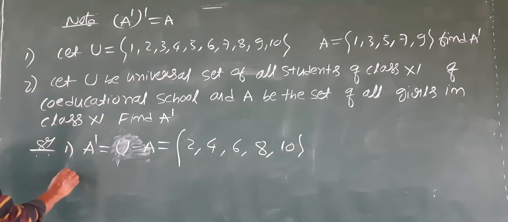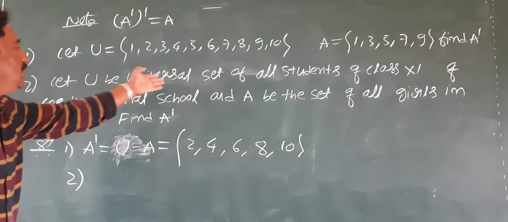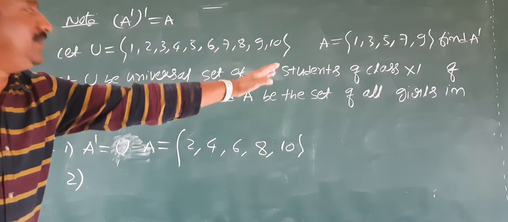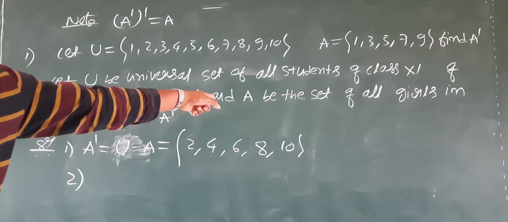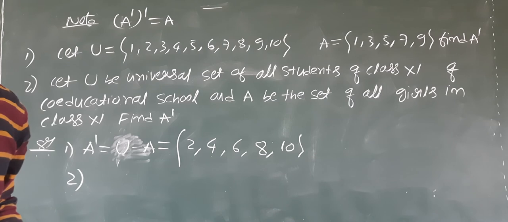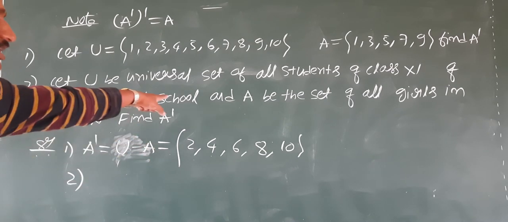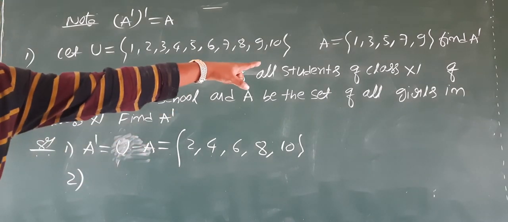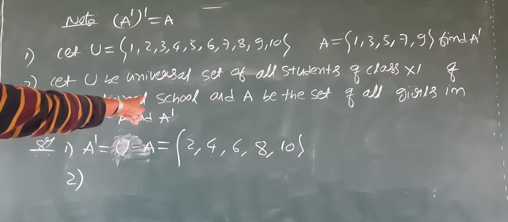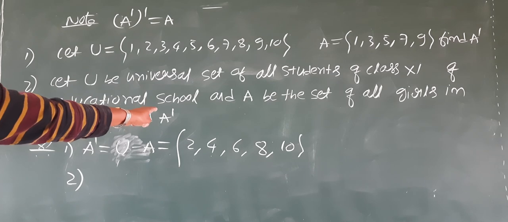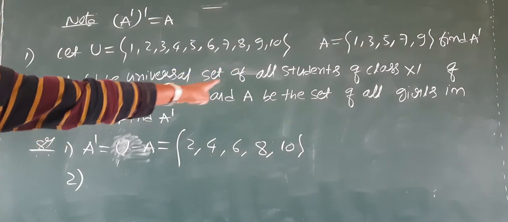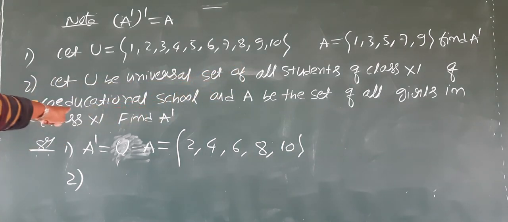Second question. Let U be the universal set of all students of class 11. Class 11 is a co-educational school, so it contains both boys and girls. The union of both boys and girls of class 11 is nothing but U. Let A be the set of girls in class 11.